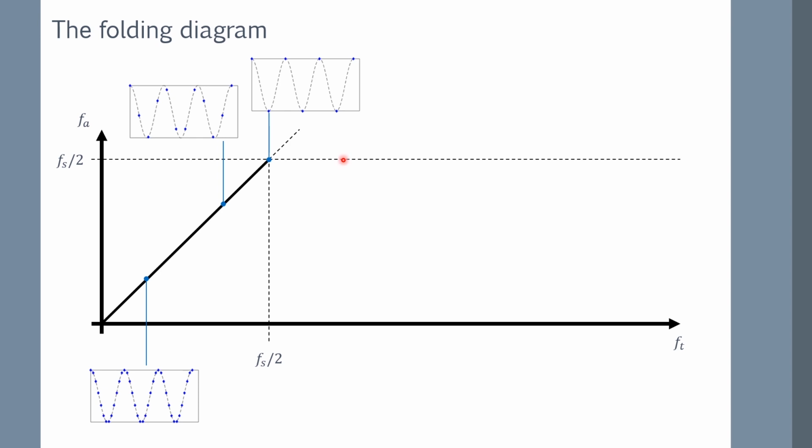So how does it appear? Well, this is why we're calling this the folding diagram, because the frequencies fold, which means that frequencies above the ceiling actually fold back into the resolvable frequencies of our discretely sampled spectrum. Yeah, so this is the folding diagram.